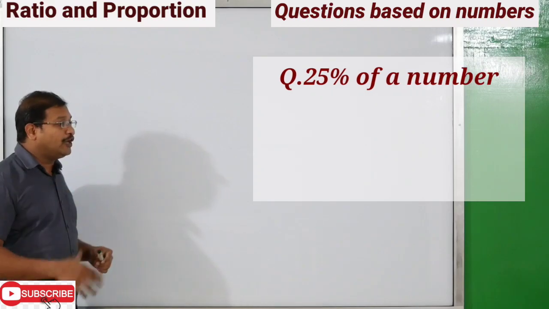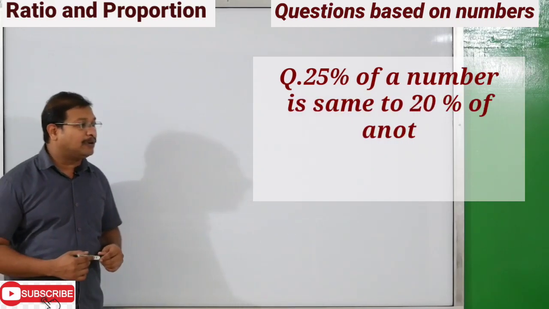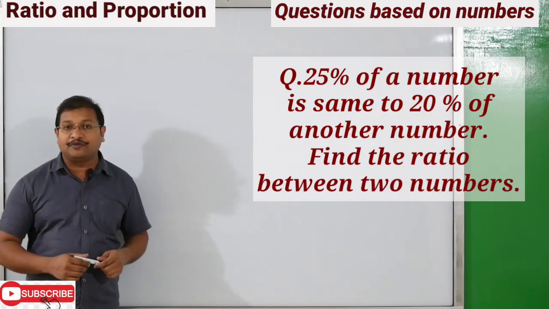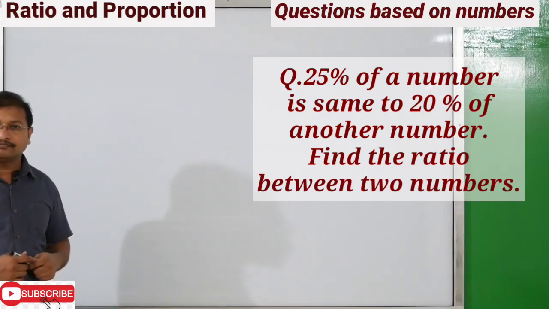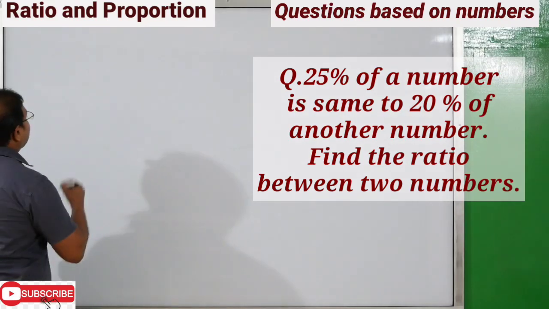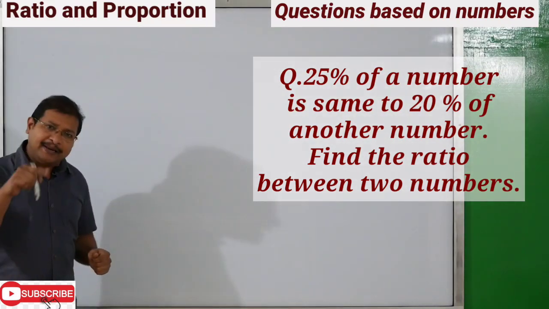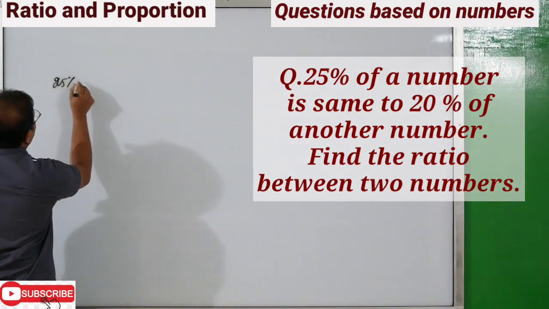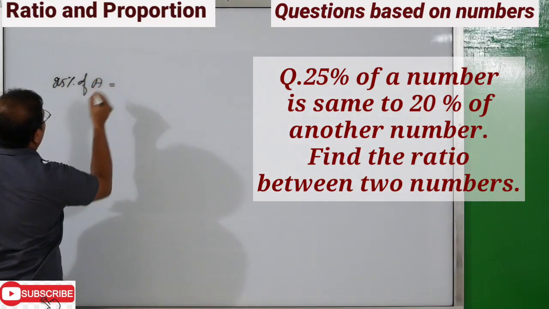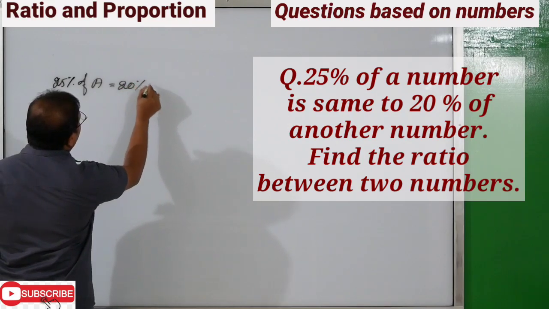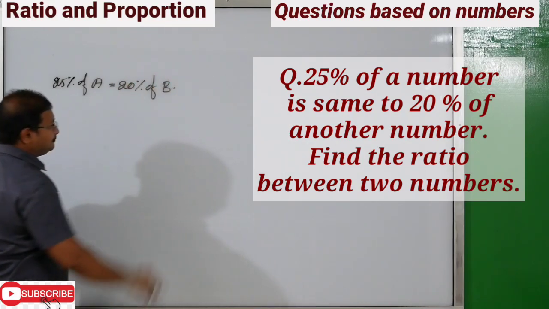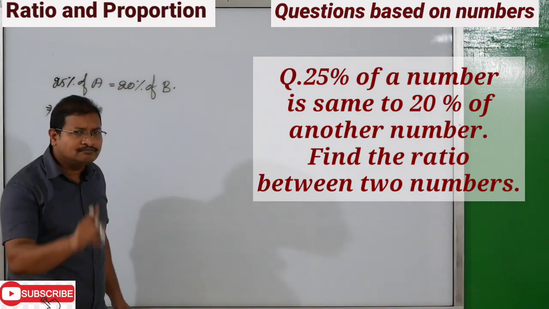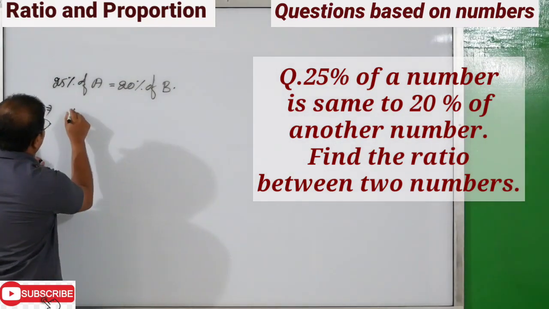Next question: 25% of a number is the same as 20% of another number. Find the ratio between the two numbers. Ready? So let's start the work. I am taking A as the first number, B as the second number. So it's already given: 25% of the first number A is equal to 20% of the second number B. Ready? Percentage means out of 100, isn't it? That means what will you do?